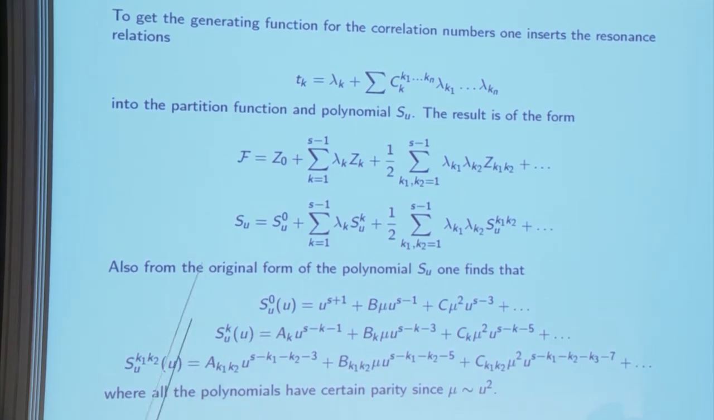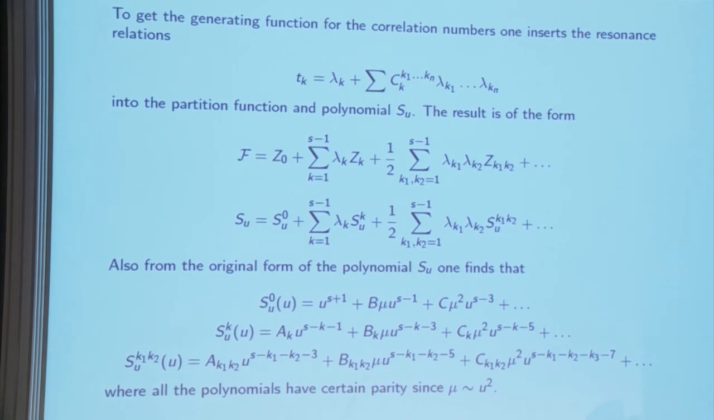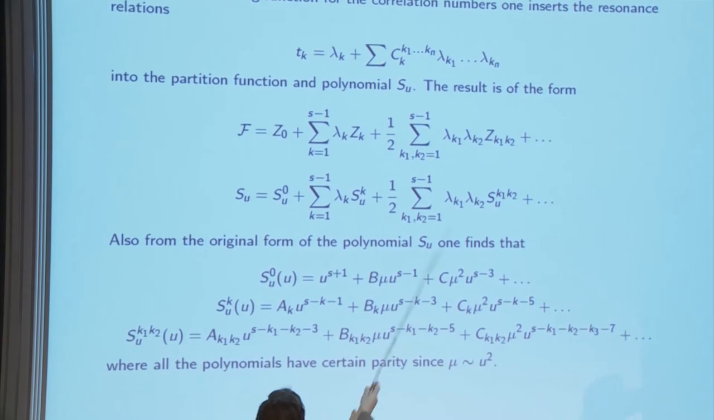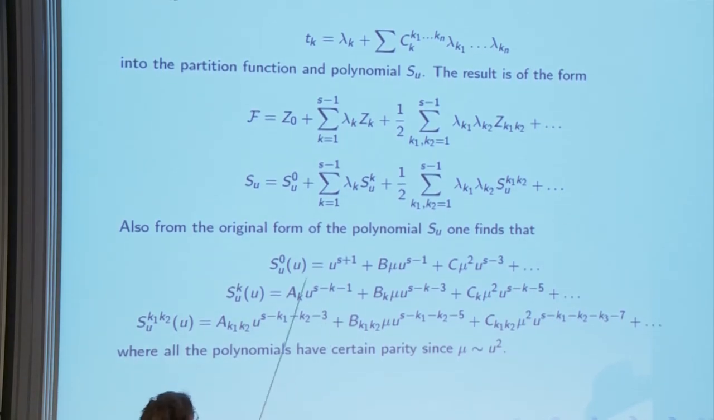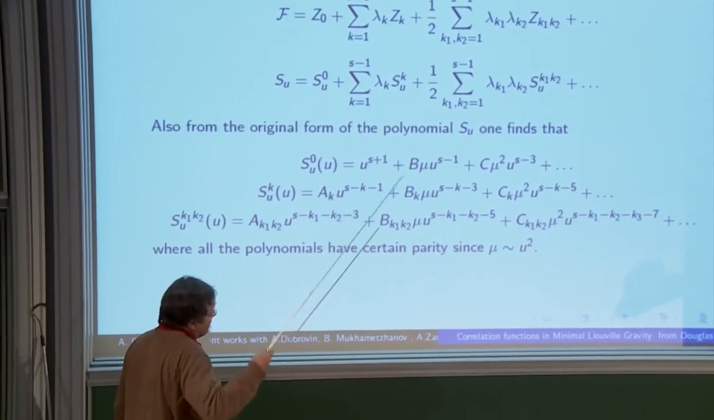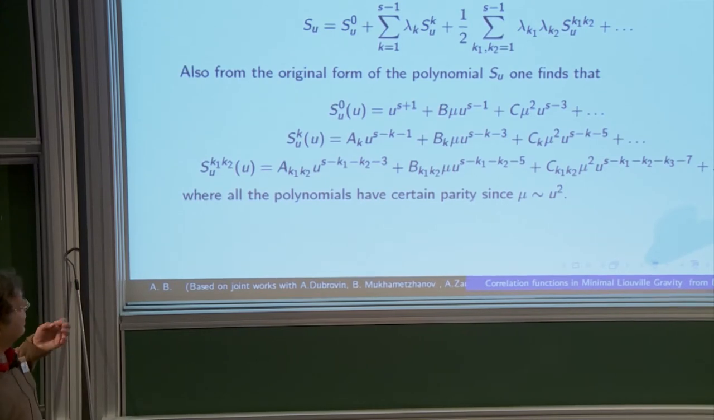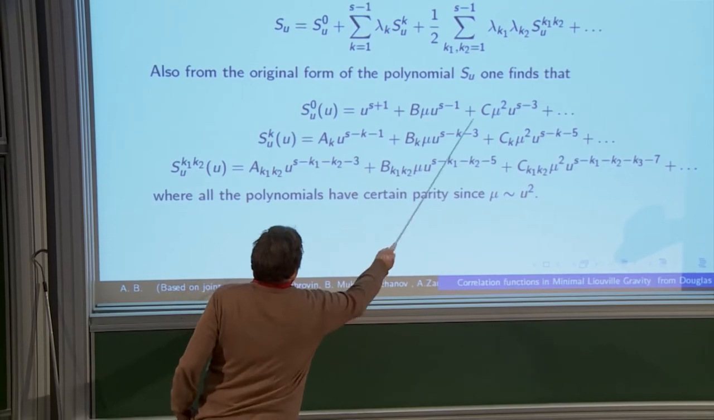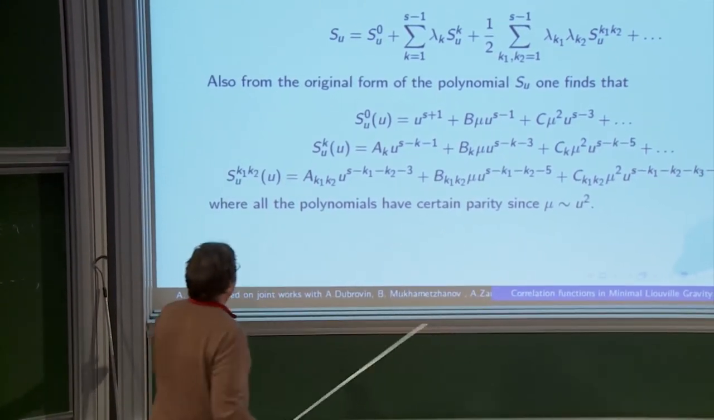First, we insert this resonance transformation. After this, we have our generating function like a polynomial of the variables lambda, and S is a polynomial of lambda. Also our action, the derivative of the action, of these variables, and then all these polynomials look like this: polynomials of the variables U, which has some dimension, a cosmological constant mu, which also has dimension, and some numbers B, C, and so on, which are parameters of our resonance transformation. And we should find them from our selection rules.